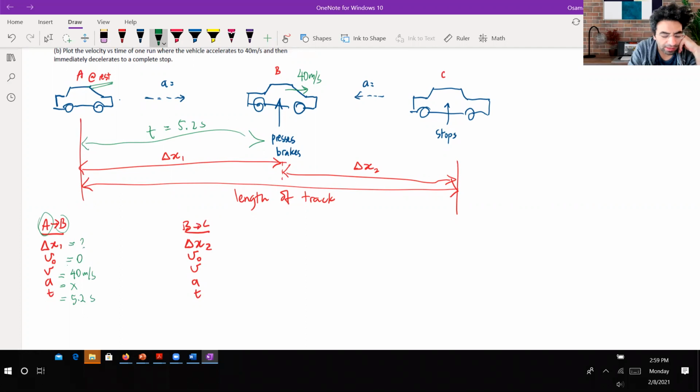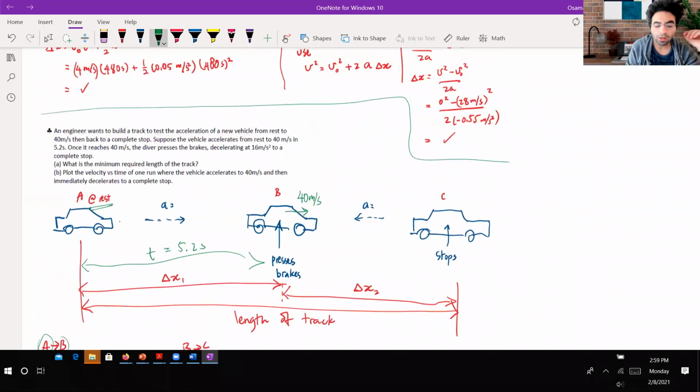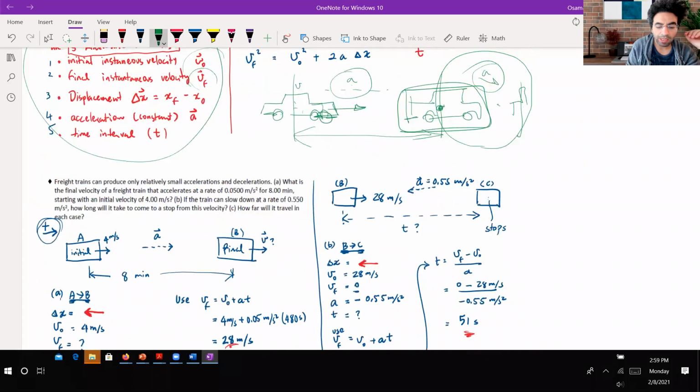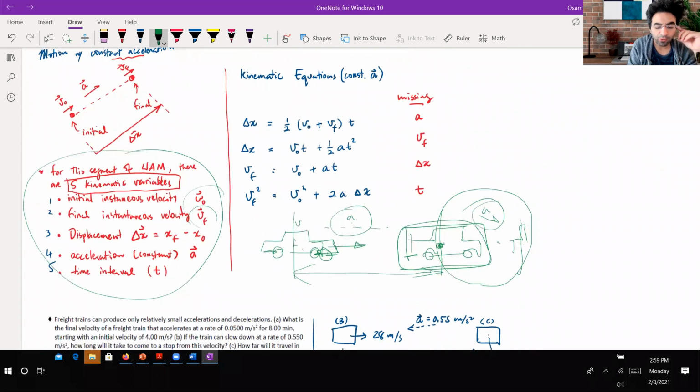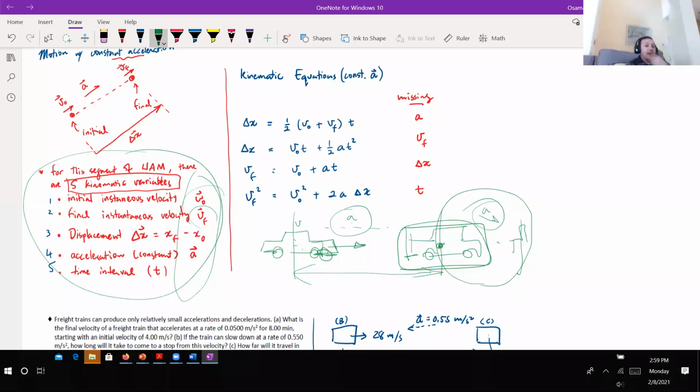But that's okay. Since I know three variables, that's enough to solve this segment. If you recall these four kinematic equations, each one of them has four variables in it. So if you know three, you can find the fourth. It's always critical to check for every segment here: out of the five, you should know three of them. If you know three, you can find the other two using these equations.